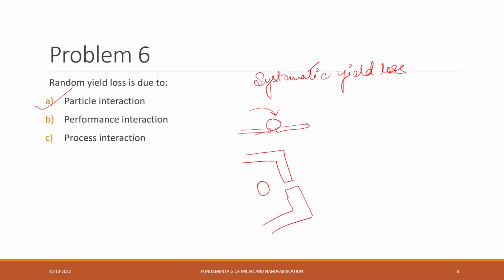We will also see the other options. Performance interaction means whatever intended performance or application it is supposed to do, it is not able to do. It can be the resistance it has to provide, the sequence, the timing, and such things. If it is not providing these, this is a performance issue.